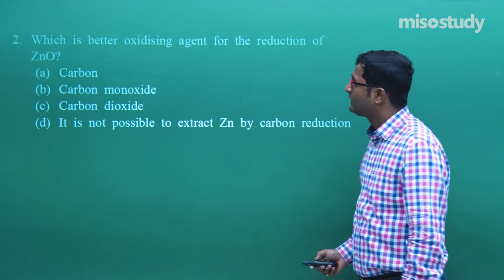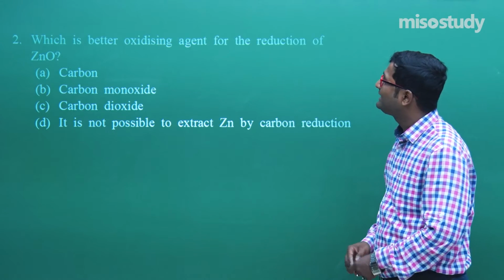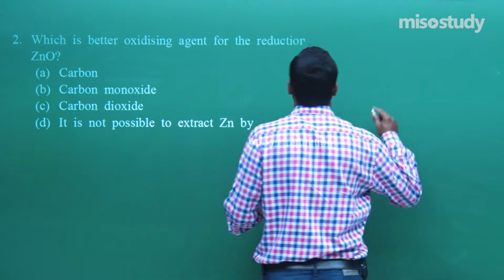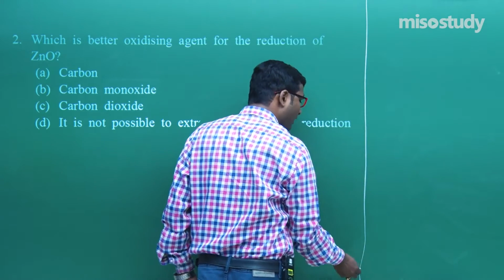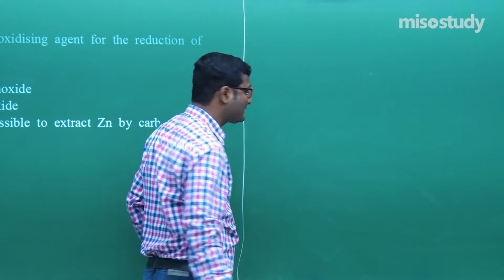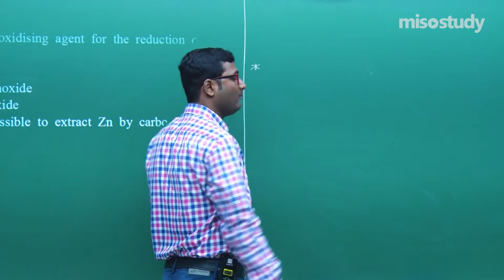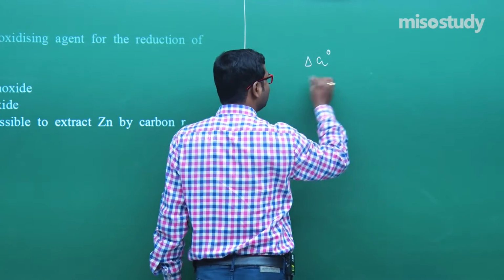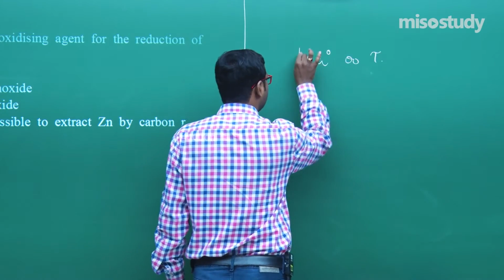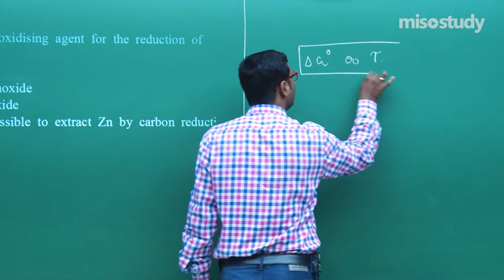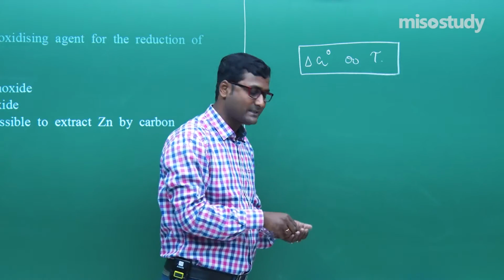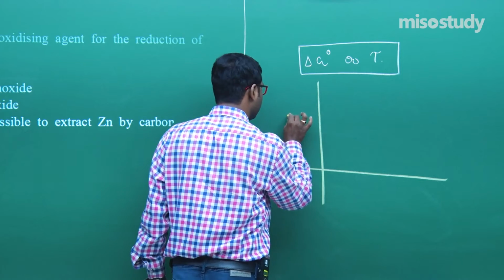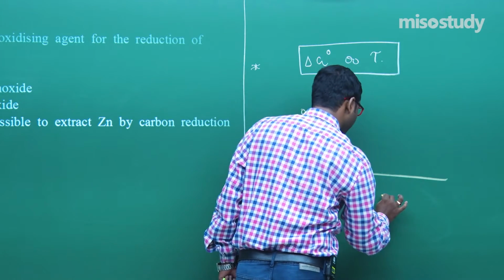Now let's move to question number 2. Which is the best oxidizing agent for the reduction of ZnO? As we all know, the oxidizing and reducing agent for any extraction process is governed by the Ellingham diagram. What is the Ellingham diagram? The graph between delta G and temperature gives you a diagram which is known as the Ellingham diagram, as I discussed earlier. Now look at this, delta G and T.